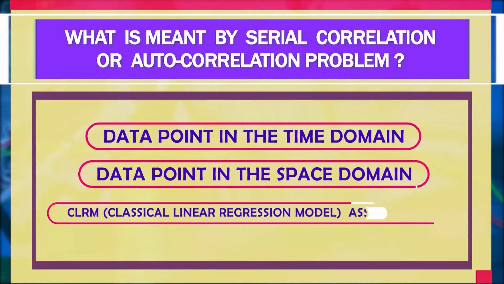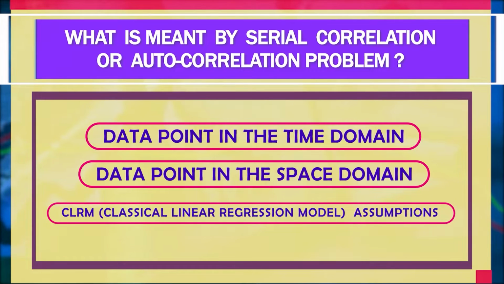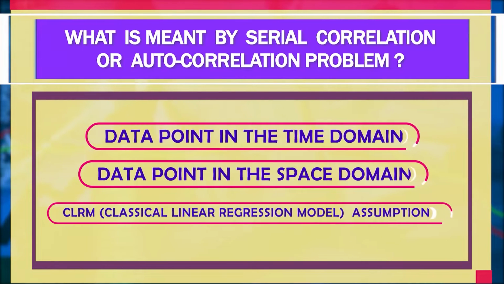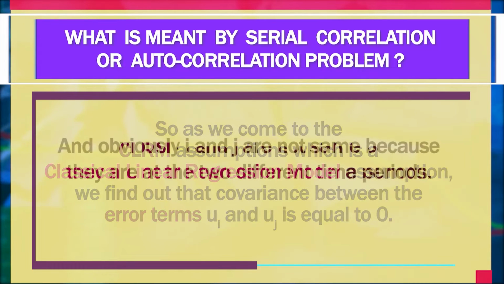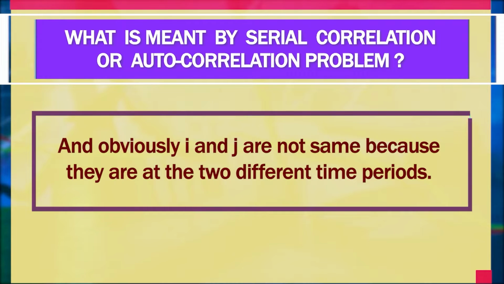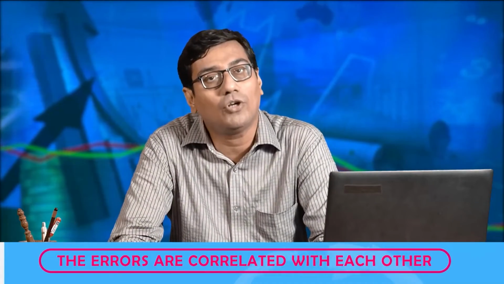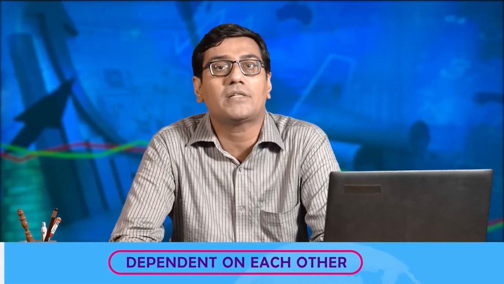As we come to the CLR assumptions, which are the classical linear regression model assumptions, we find that the covariance between the error terms ui and uj is equal to 0. And obviously i and j are not the same, because they are two different time periods. But in the presence of autocorrelation, we say that the errors are correlated with each other or dependent on each other such that the covariance happens to be non-zero. And if this is found, then we have the problem of autocorrelation or violation of the assumption.